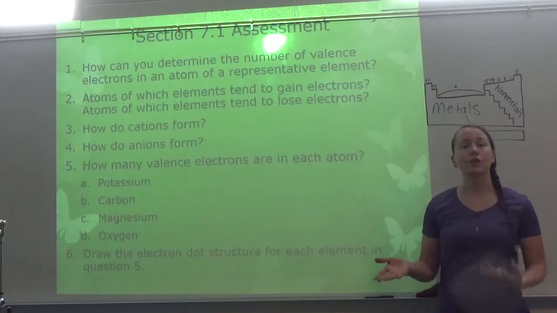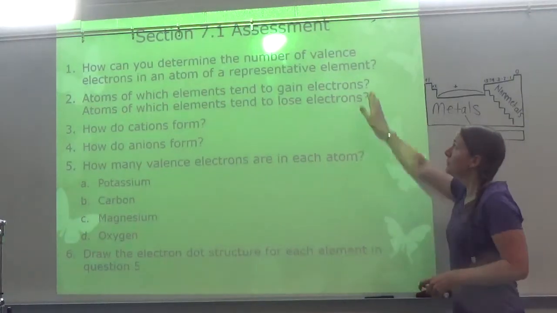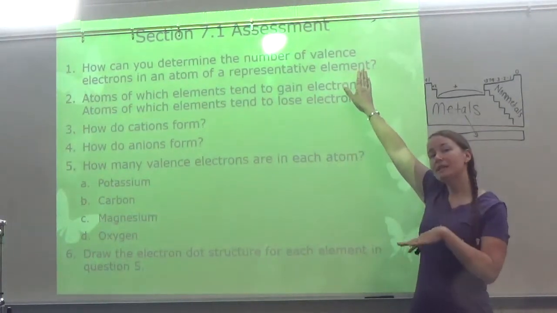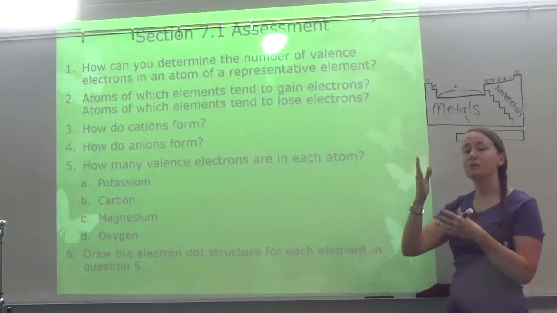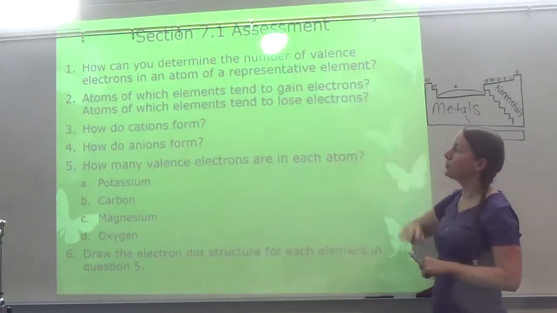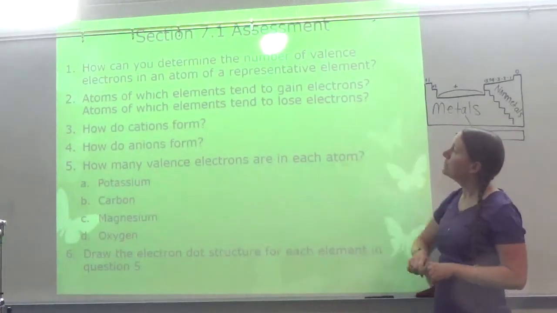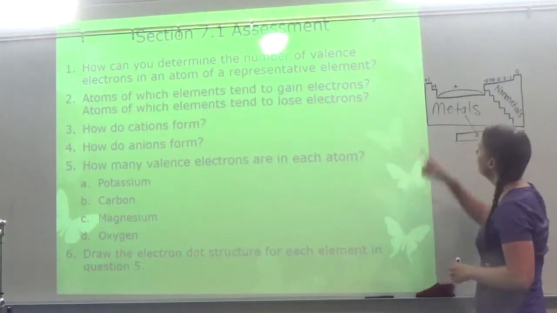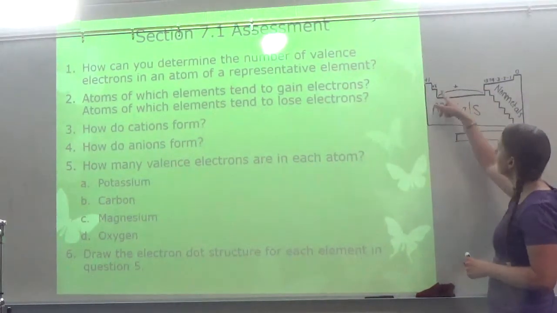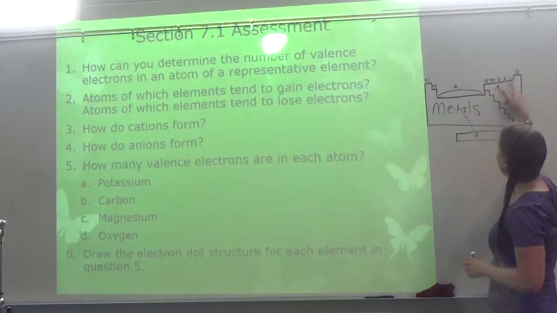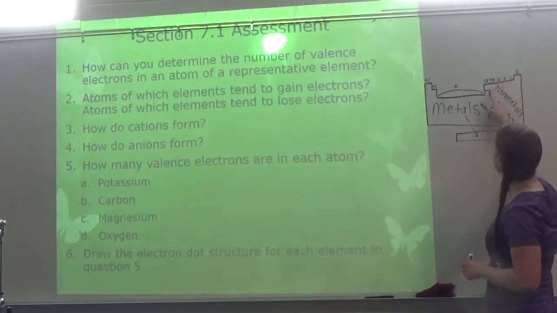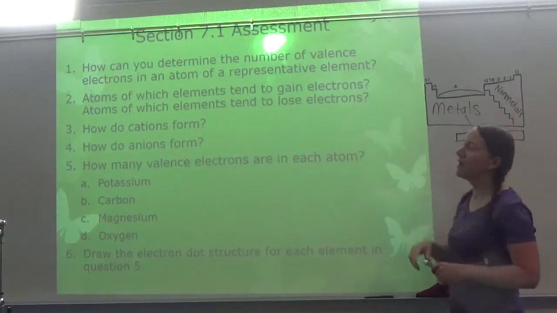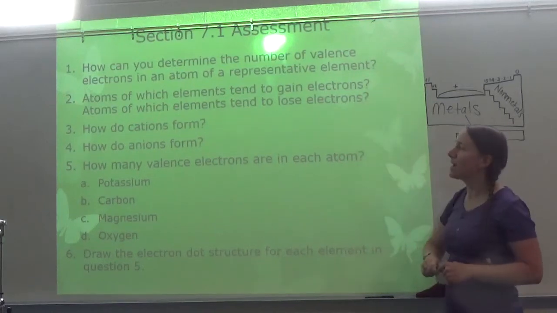Well, it's based on the group number. Okay, just remember for groups 13 through 18, you take the 1 off the front, so it becomes 3 through 8. So it's based on the group number. Atoms of which element tend to gain electrons? So if you look, positive ions have lost electrons. Negative ions have gained, so who tends to gain? Nonmetals. Okay, so this one's nonmetals.